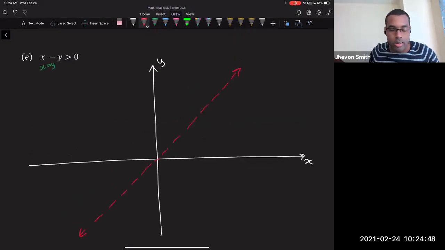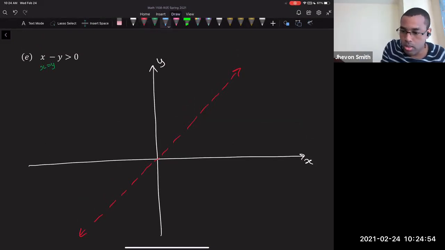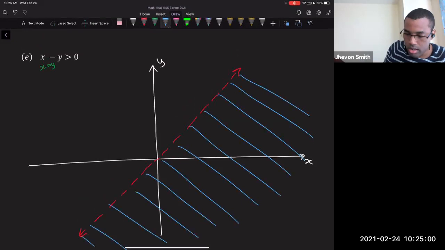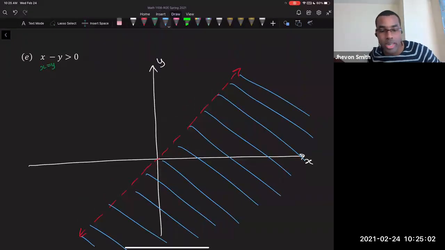Now, if I plug in x equals 1, y equals 0, that actually makes sense. So that's the answer. Equivalently, I could have solved for x. I would get x greater than y. X is bigger than means I shade to the right. So that's actually passing through the origin here.